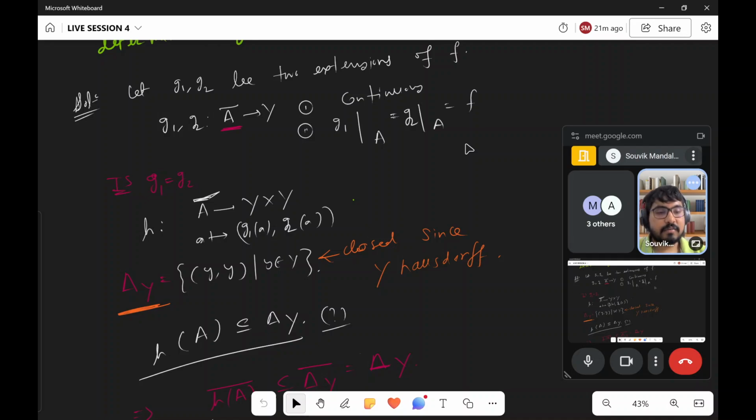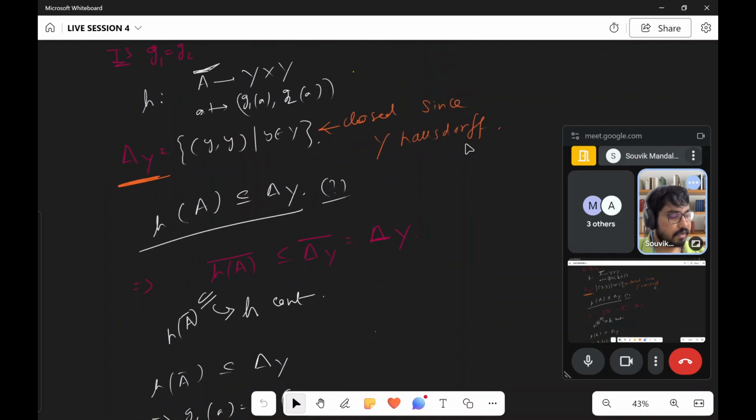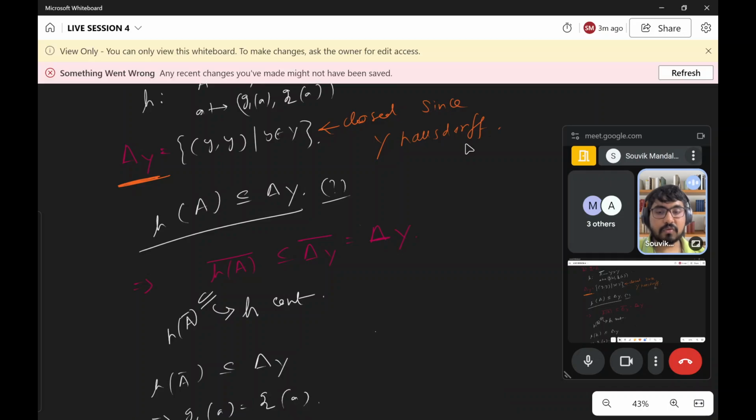Is the argument clear? Please let me know. I mean, the argument uses lots of things. First of all, the technical thing we're using is that if a space is Hausdorff, then its diagonal delta phi is closed. That is the one technical thing we're using. Another fact we're using is that h being continuous tells us that h of a closure subset of h of a whole closure.